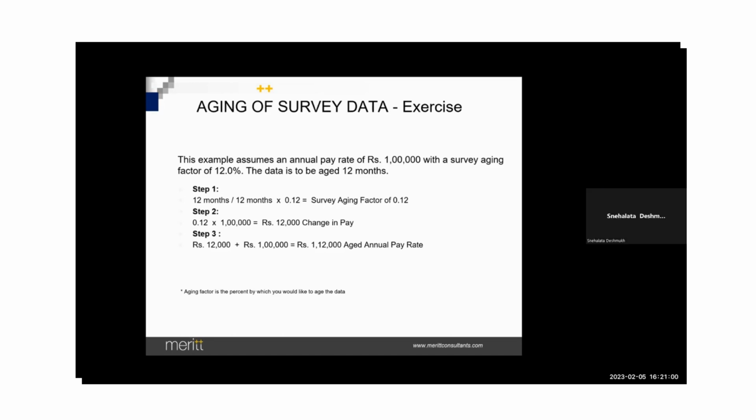Just to understand, if I have to use data that is 18 months old, the formula will change to 18 months divided by 18 months into the survey aging factor? No. For 18 months, break it up: 12 months by 12 months, and then the rest, 6 months by 12 months. So that is 1.5 years. The formula is done in 2 splits: 12 months by 12 months, then 6 months by 12 months. So calculate for 1 year and then calculate for 6 months.